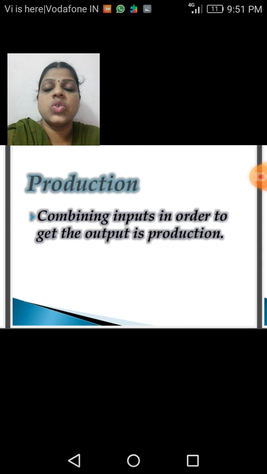So children, I hope that is clear for you. Production means the raw materials that we combine to get the final product, that is output. That process is production.